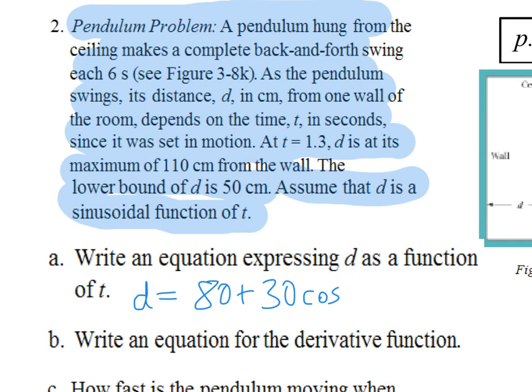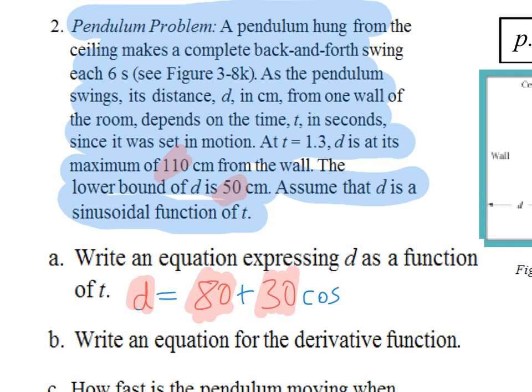So I thought over here I'd kind of break it up a little bit. So far I just wrote down that we have a d equaling, and then the reason why I picked 80 is because the average between 50 and 110 is 80. It's the midpoint. And how far away is the middle from each extreme? That would be 30.